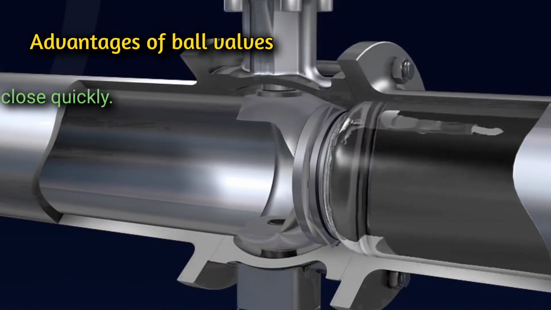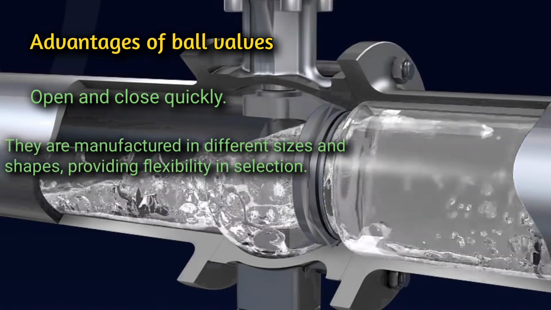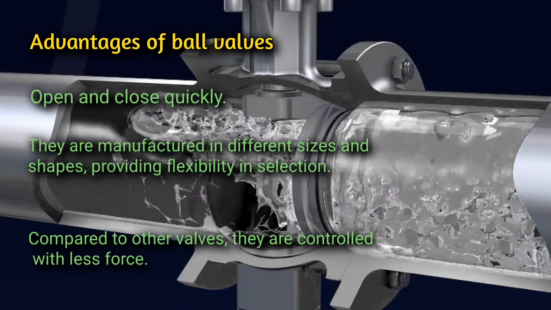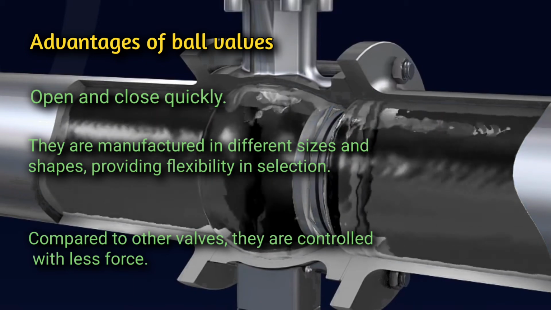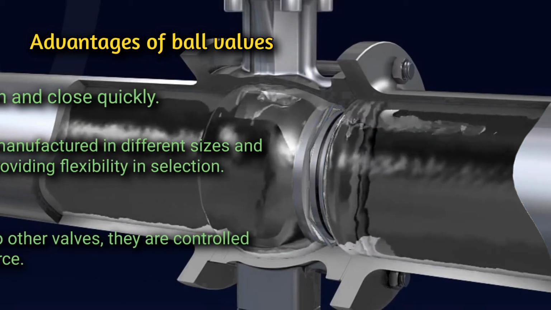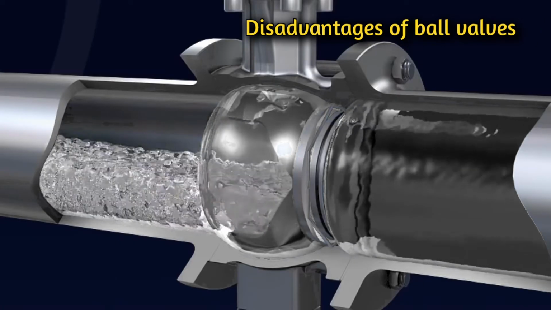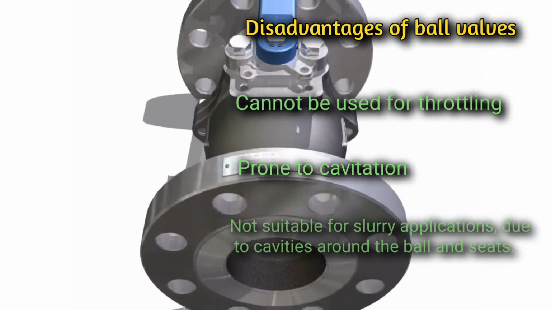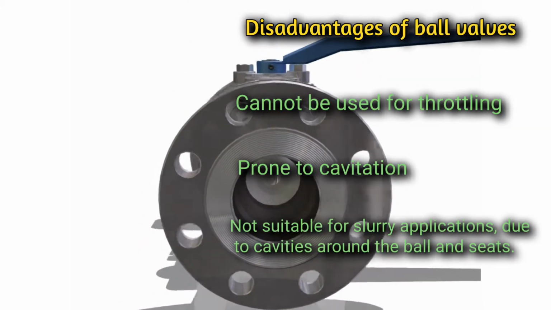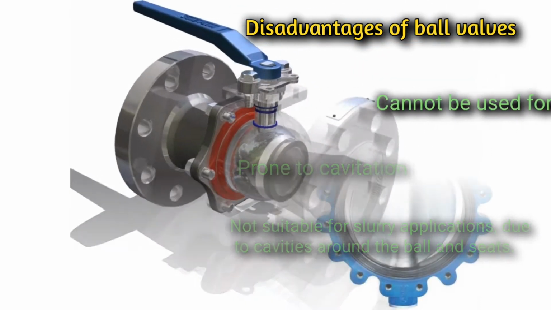Advantages of ball valves. Open and close quickly. They are manufactured in different sizes and shapes, providing flexibility in selection. Compared to other valves, they are controlled with less force. Disadvantages of ball valves. Cannot be used for throttling. Prone to cavitation. Not suitable for slurry application due to cavities around the ball and seats.